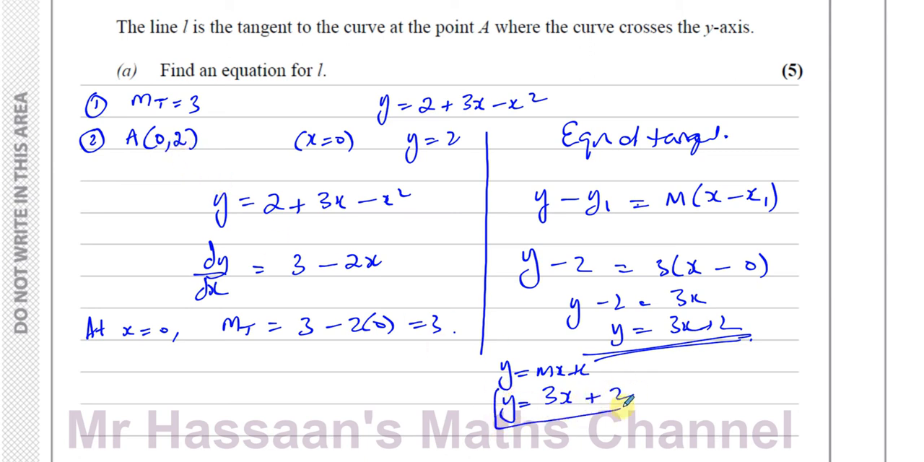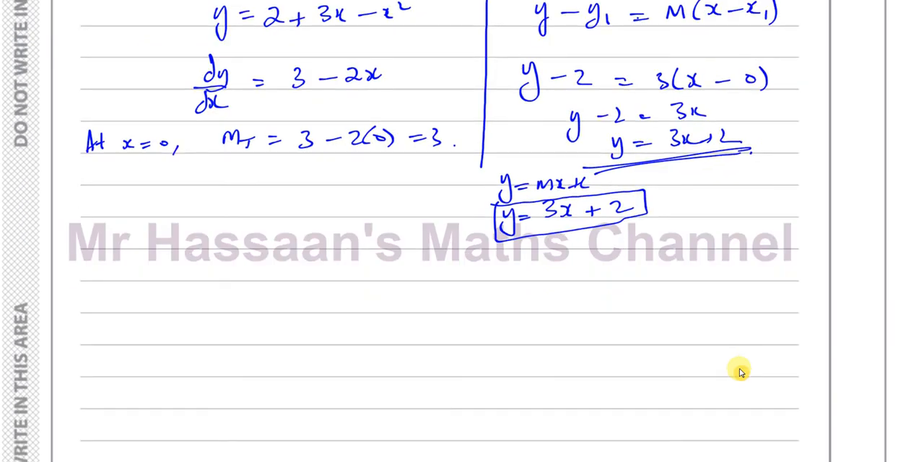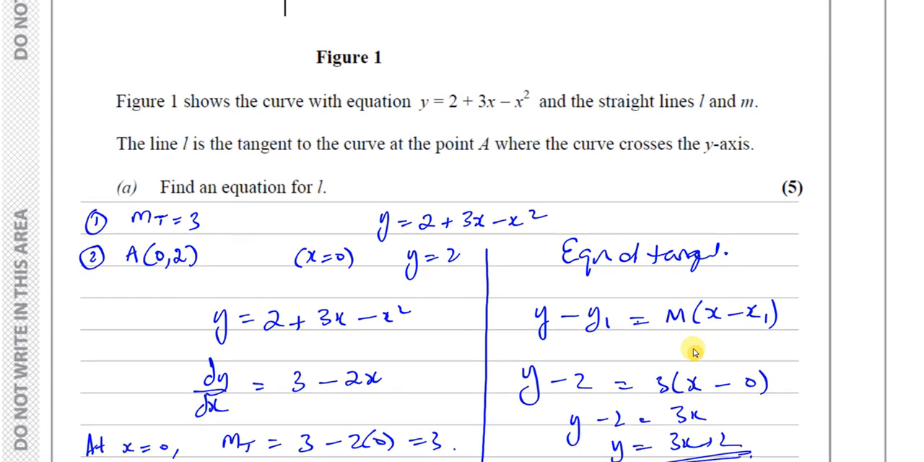You could write the equation down straight away once you know this is the y-intercept. If it says 0 for the x value, then that is the y-intercept. So you can write y equals 3x plus 2. That's an equation for L. They didn't say in which format they want it, so we can leave it as y equals 3x plus 2. That's absolutely fine, and there's the answer to part A.